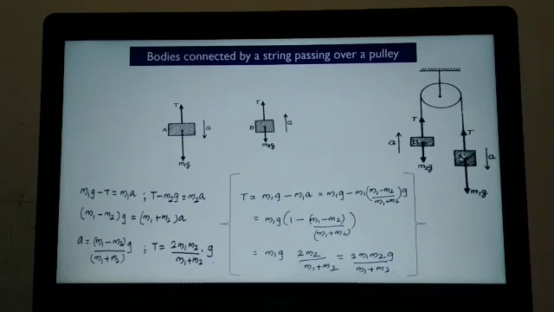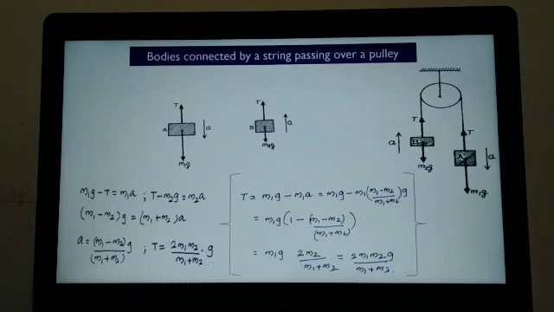No doubt about that. Is it? Then when you are adding these two equations, you will get (M1 minus M2) into G is equal to (M1 plus M2) into A. Because in the left hand side you are having T and minus T, they get cancelled. M1G minus M2G that you have taken as (M1 minus M2) into G in the left hand side, and on the right hand side you are having M1A plus M2A that you have written as (M1 plus M2) into A. So what is acceleration A? A will be (M1 minus M2) into G divided by (M1 plus M2). A is equal to (M1 minus M2) divided by (M1 plus M2) multiplied by G.